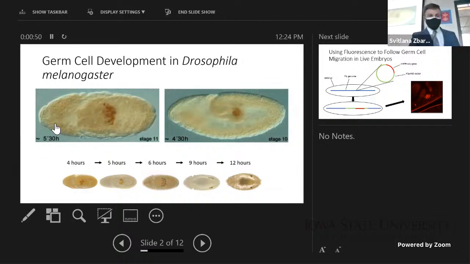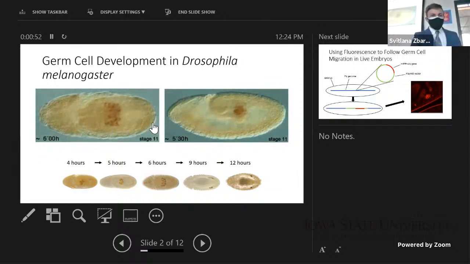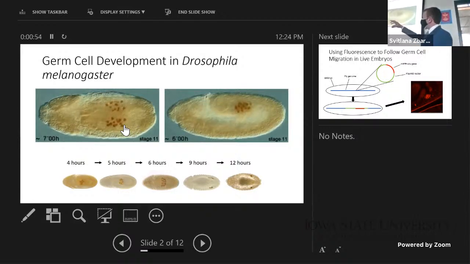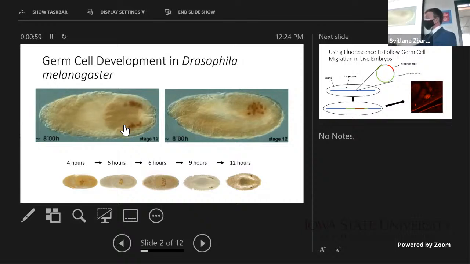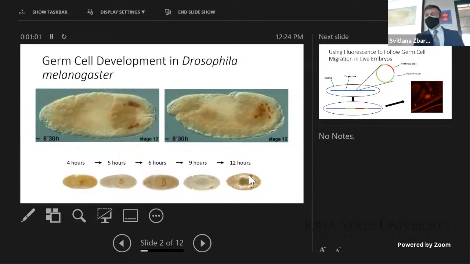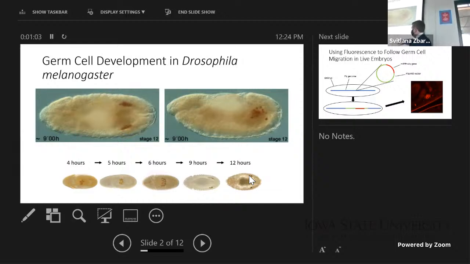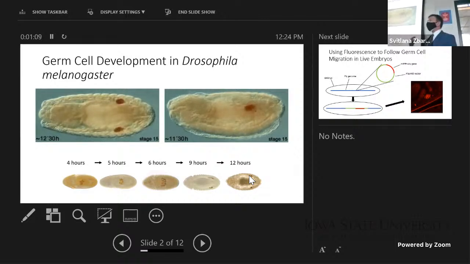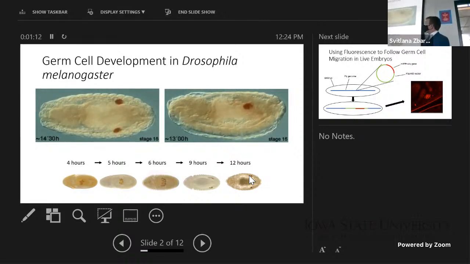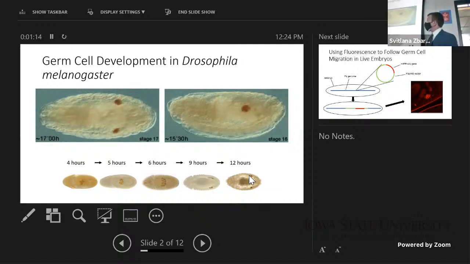If I speed things up a little, if you look, they're starting to coalesce into clumps. If you look at this image down here at the bottom, you can see these clumps are going to end up becoming the gonads, and so these cells will eventually become the sperm and eggs in the adult flies. A very important group of cells, and we're interested in how these cells migrate and the factors that control them throughout this migration.